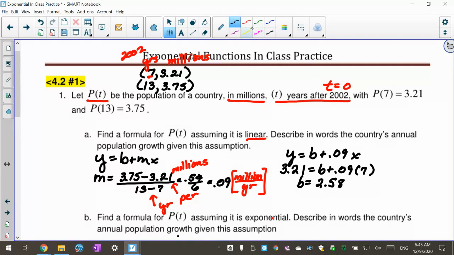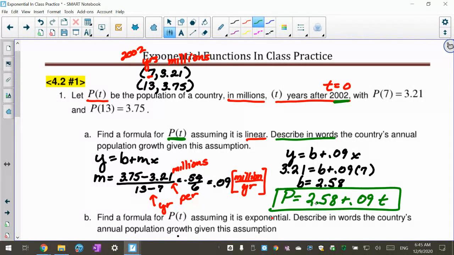And they want us to use P's and T's. So I'm going to do my population is 2.58 million, and it's growing 0.09 million people per year. So it says describe in words. I just kind of did. So let's say that again. The population of this country was 2.58 million people when? In 2002. And it's growing 0.09 million people per year. So make sure that you're able to do that and describe what you come out to be in real life terms.